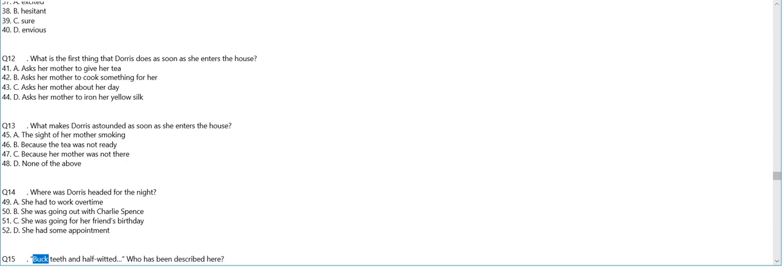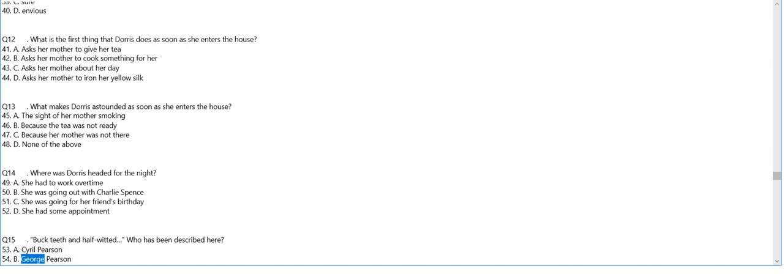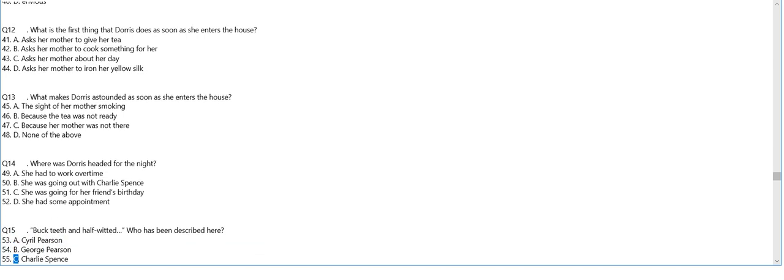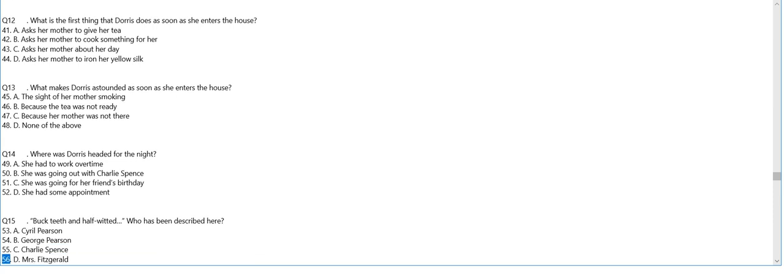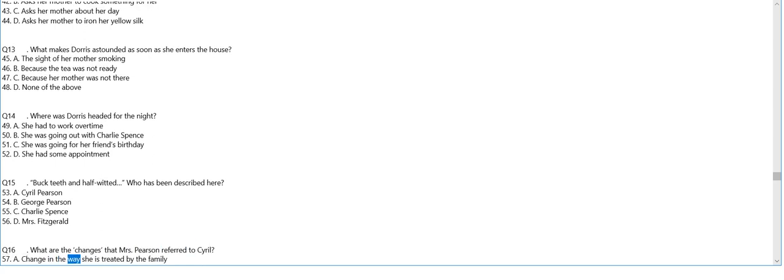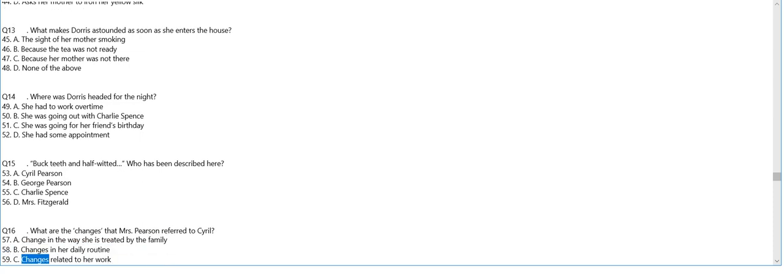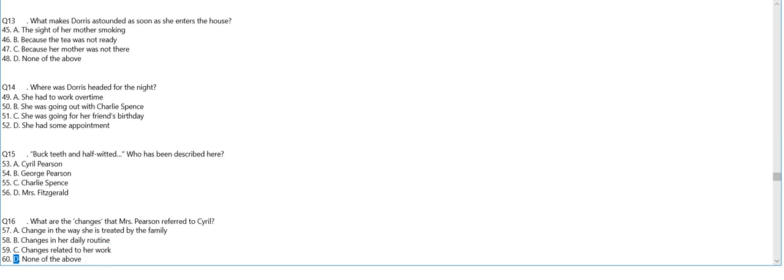Q15. Buck teeth and half-witted, who has been described here? A. Cyril Pearson. B. George Pearson. C. Charlie Spence. D. Mrs. Fitzgerald. Q16. What are the changes that Mrs. Pearson referred to Cyril? A. Change in the way she is treated by the family. B. Changes in her daily routine. C. Changes related to her work. D. None of the above.